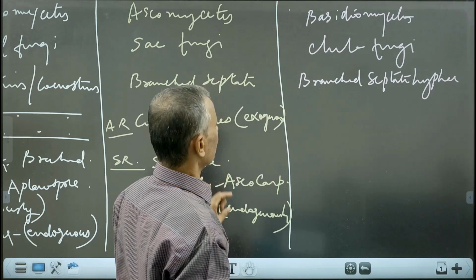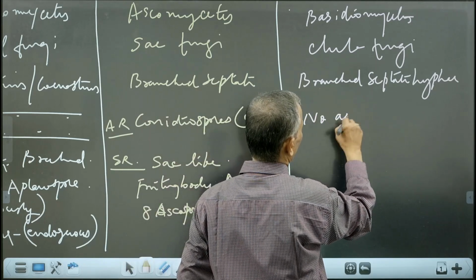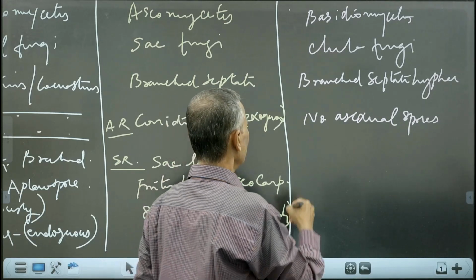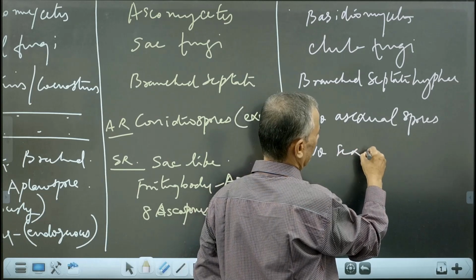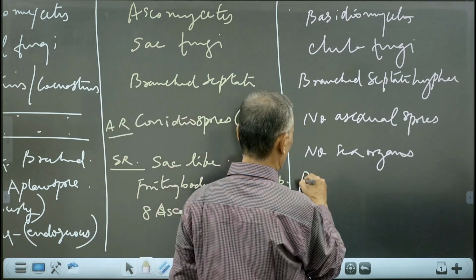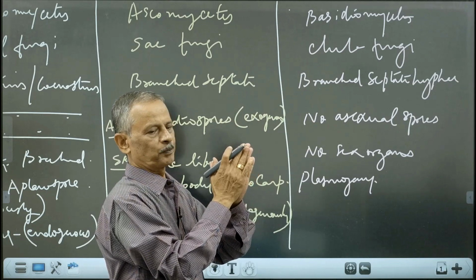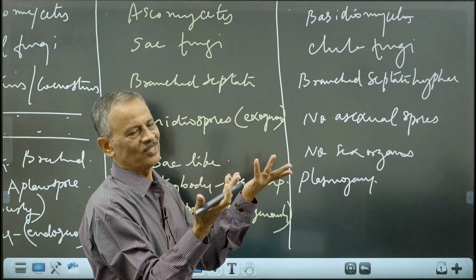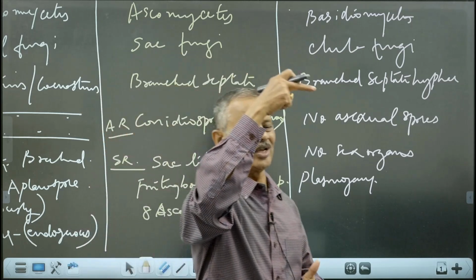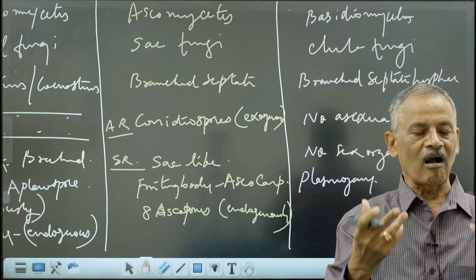They reproduce only sexually, no asexual spores, and no sex organs. They usually reproduce by plasmogamy. We have studied plasmogamy, where you will have two vegetative cells fusing together. Their cytoplasm will be fusing, but their nuclei will remain as two separate ones, the dikaryon stage. That dikaryon grows out into a secondary hypha that will develop into the fruiting body. It is that fruiting body that we call mushrooms.